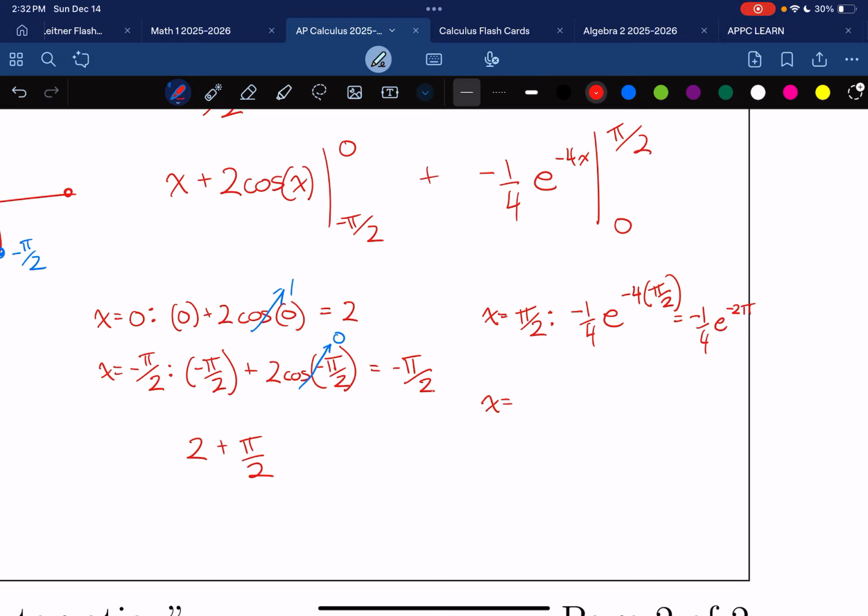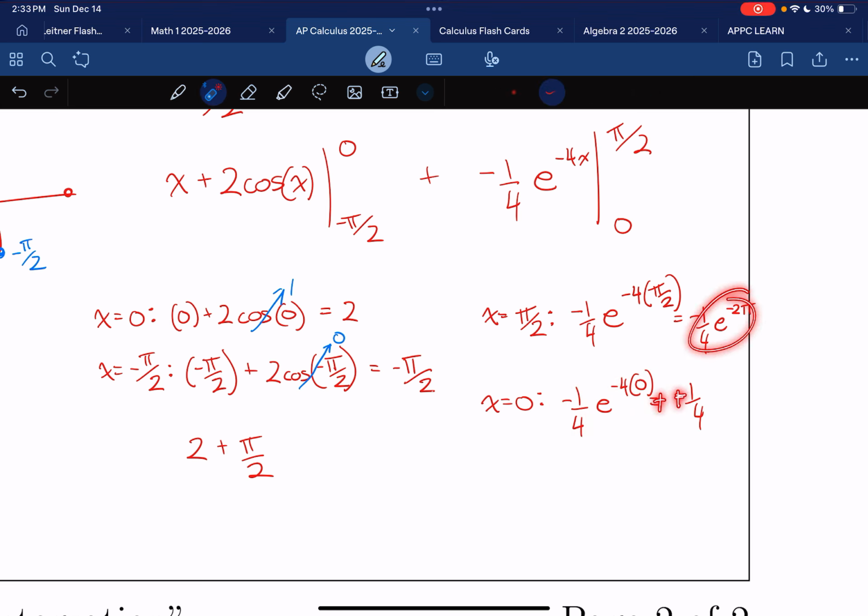Okay, what happens when x is equal to 0? Again, very tempting to say it's 0, but it's not. Never with e. Negative 1/4 e to the power of negative 4 times 0. Anything times 0 is 0, so this is 0. Anything to the power of 0 is just 1, and 1 times negative 1/4 is negative 1/4. And again, you're going to subtract this. You're taking this minus this. Double negative means we're really adding that 1/4 on, and I have a negative 1/4 e to the negative 2 pi plus 1/4. And now I'm going to take the left piece and add it with the right piece.